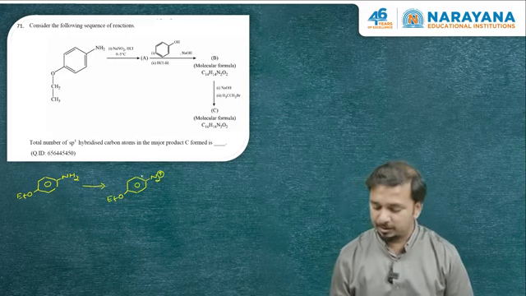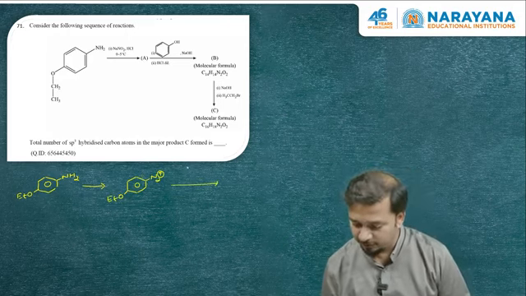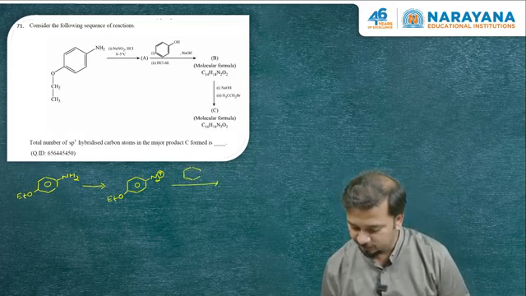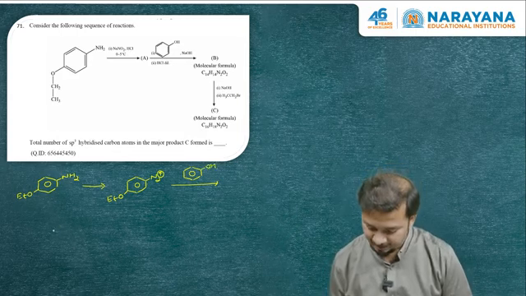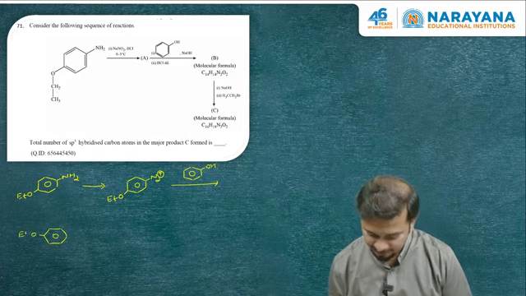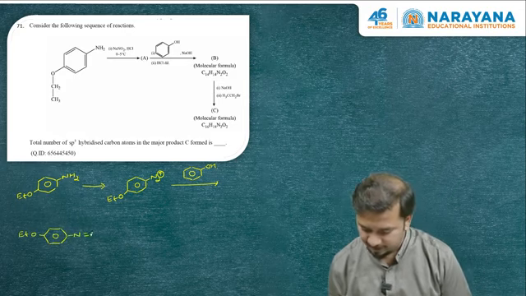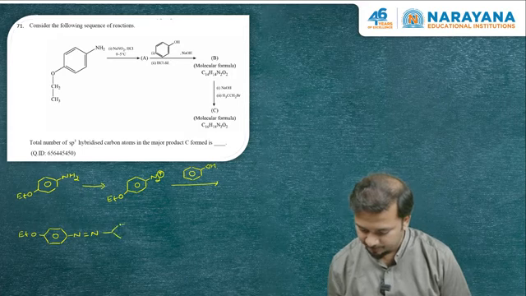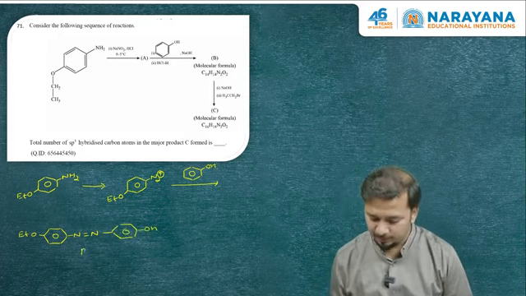Now this compound is treated with phenol. So we know with phenol a coupling reaction will happen and it will be converted to this: OEt, and double bond N, OH. This is formed. This compound is B.